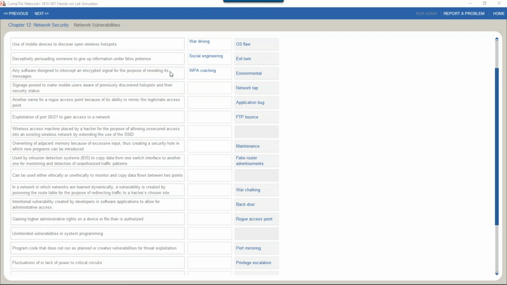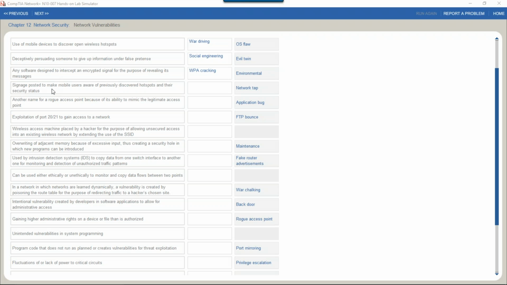Okay, so we have OS flaw, evil twin. Let's read it again. It says, "Signage posted to make mobile users aware of previously discovered hotspots and the security status." So it's basically saying that someone's marking something saying, look, there's a hotspot over here and it's open. What were we doing up here? Up here, we're going around and looking for hotspots, and this is war driving.